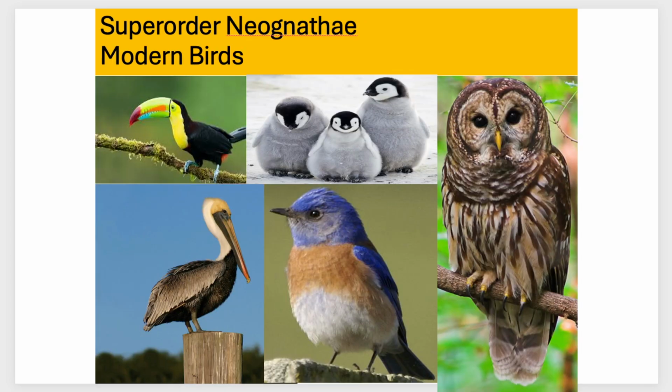Then we have the modern birds, the Neognathae superorder. It's going to include eagles, parrots, penguins, ducks, geese, chickens, turkeys, owls, hawks, robins, finches, sparrows, several others. And they're going to mostly be birds that can fly because they have keeled sternums. But some of them obviously do not fly.